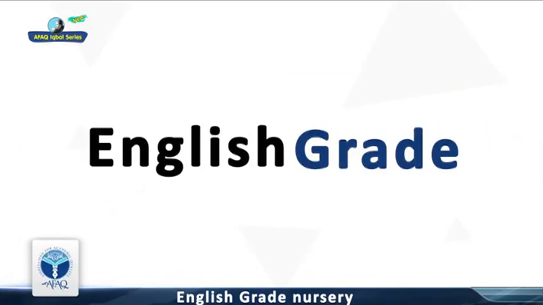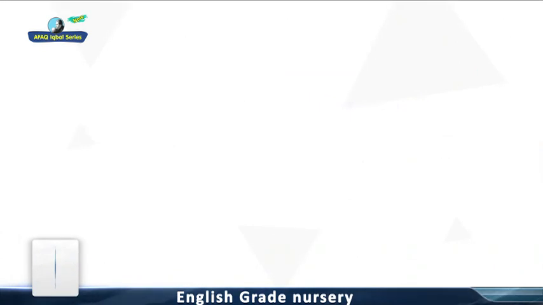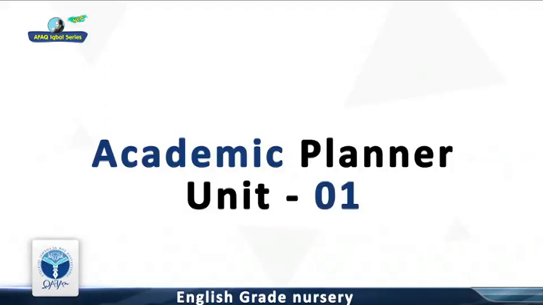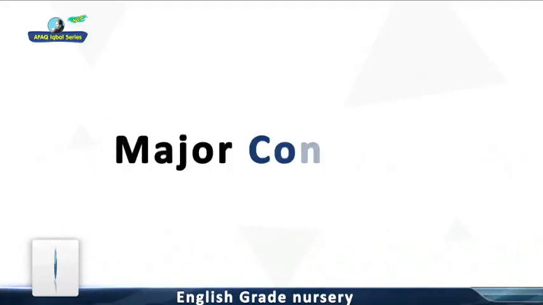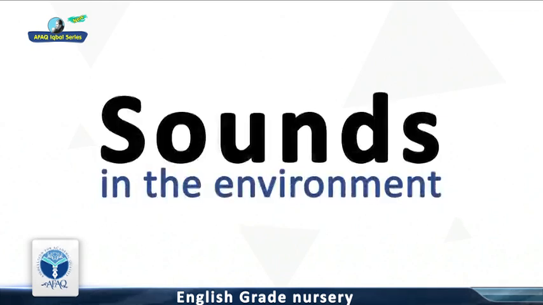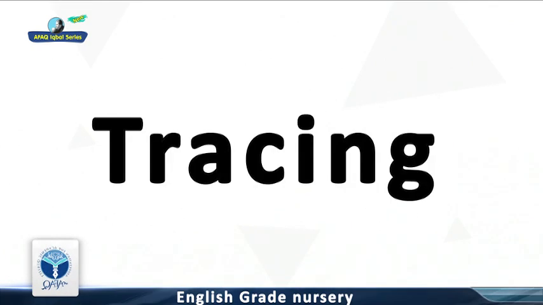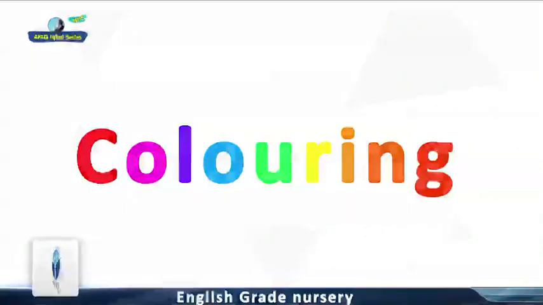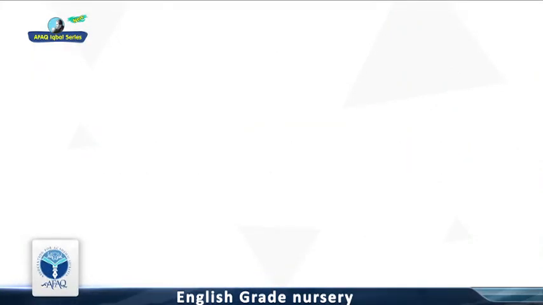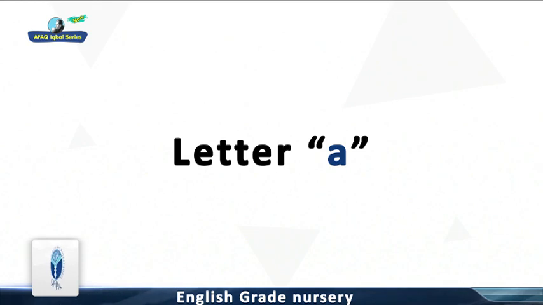English grade nursery. Academic planner unit 1. Major concepts: sounds in the environment, tracing, coloring, small letters, letter A, letter B, letter C, letter D.